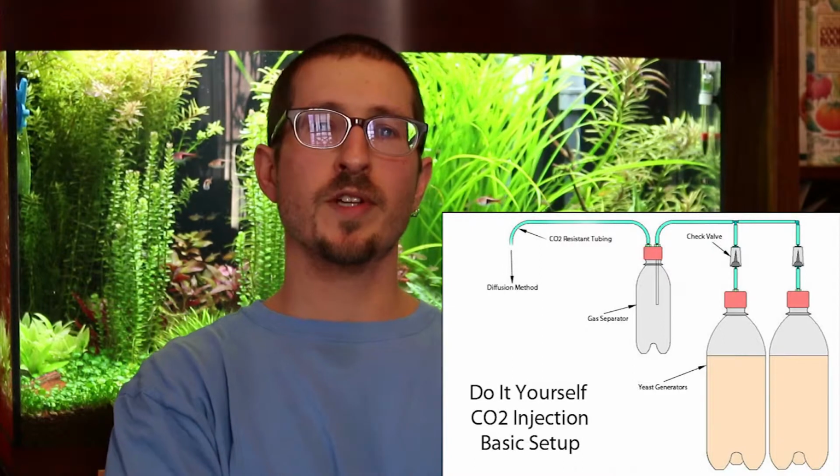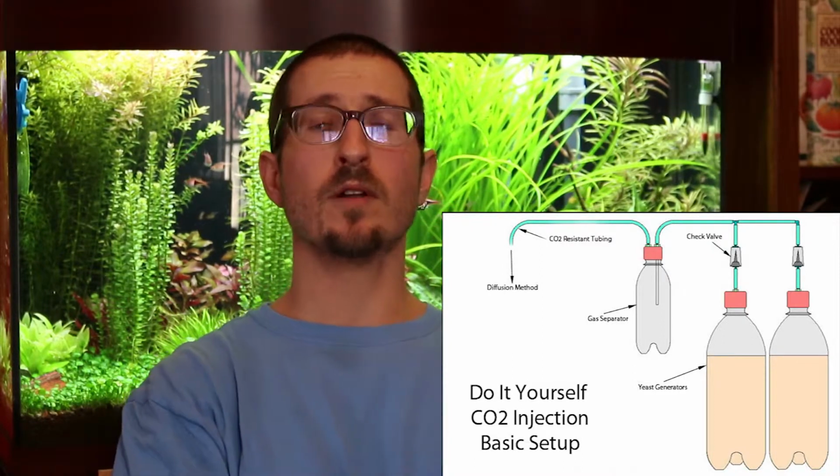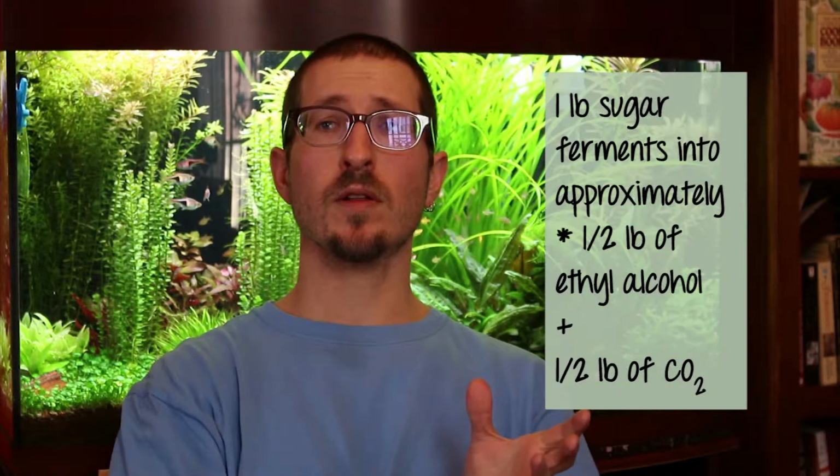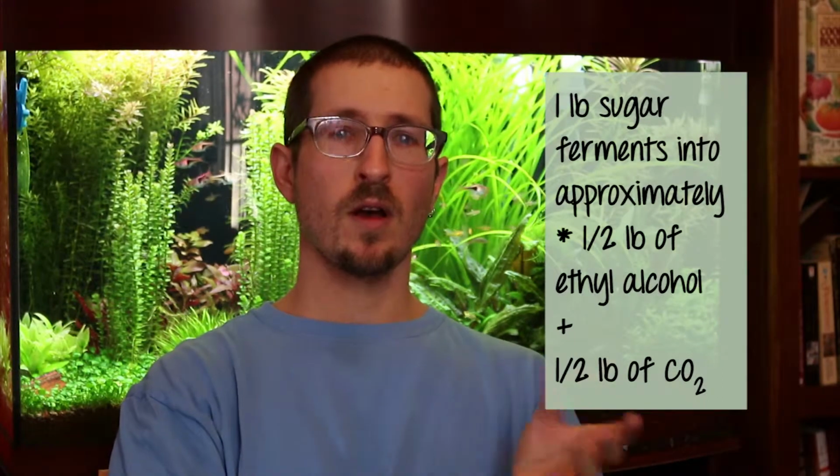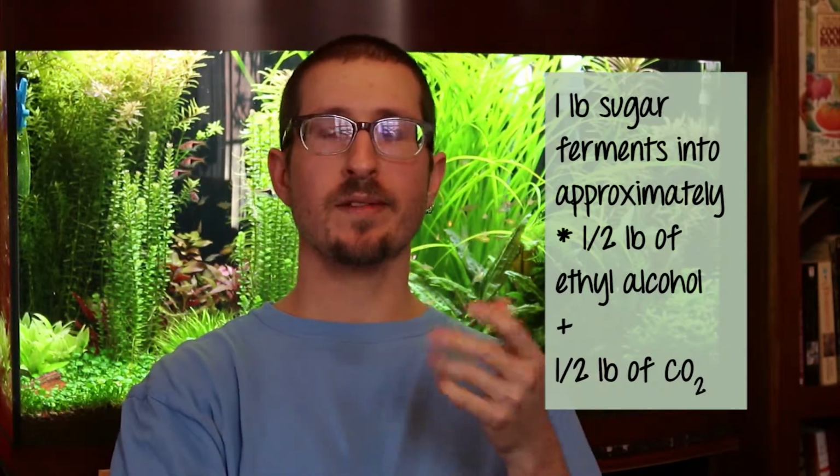Now, the second method harnesses fermentation and is usually called DIY CO2. Any home brewer will tell you that CO2 is a byproduct of fermentation. It is the gas found in bubbly alcoholic beverages. A pound of sugar will ferment into approximately a pound of ethyl alcohol and half a pound of CO2. All you need are a couple of plastic containers like an old 2-liter soft drink bottle and some airline tubing, some yeast, some sugar from the grocery store, and that's it.